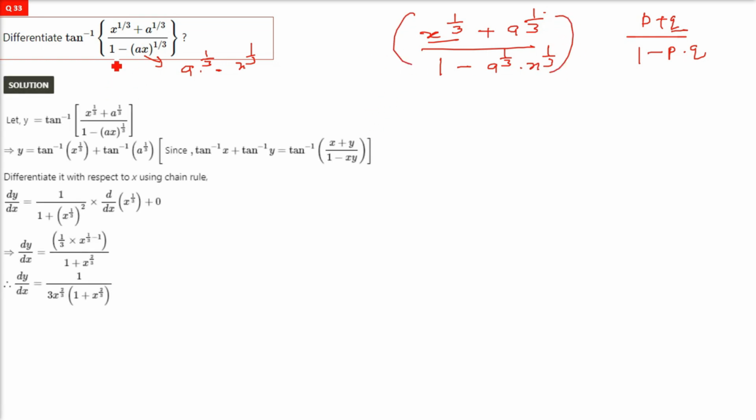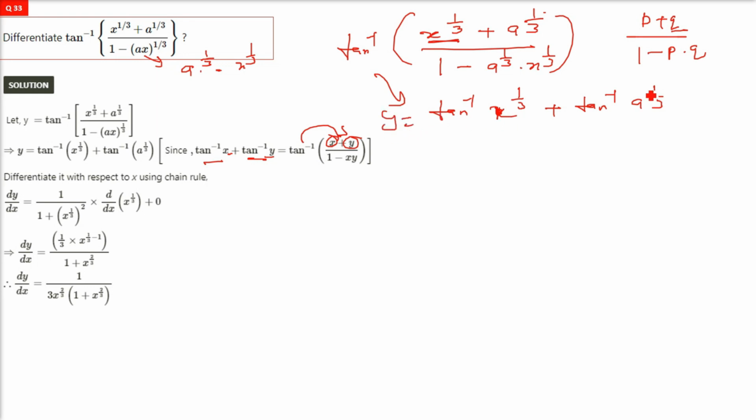That is tan inverse a plus tan inverse b. When you have tan inverse of p plus q by 1 minus p into q, it will be tan inverse p plus tan inverse q. What is p here? x to the power 1 by 3. What is q here? It is a raised to 1 by 3. So tan inverse x to the power 1 by 3 plus tan inverse a to the power 1 by 3. So this is how we have been using this formula a lot.